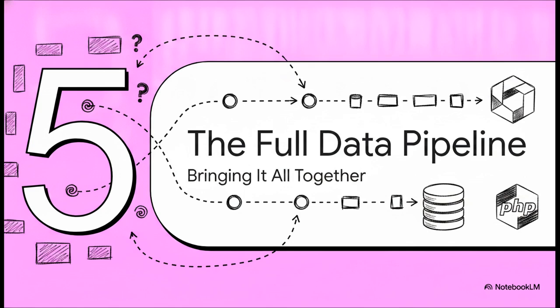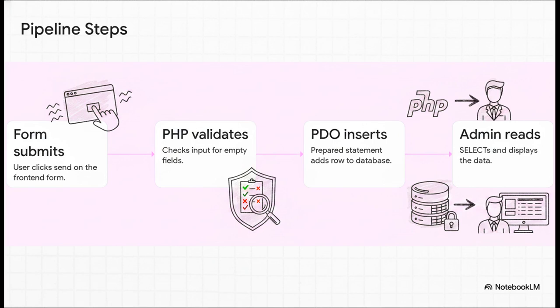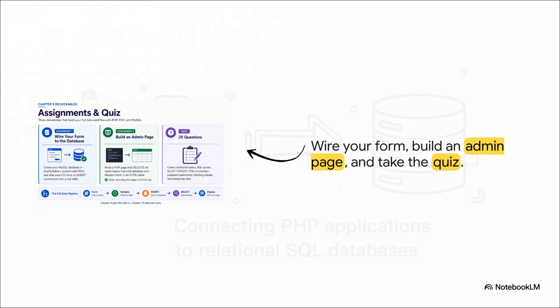And finally, part 5, the full data pipeline, bringing it all together. All right, let's connect the dots and visualize the exact step-by-step journey of a single piece of data. Step 1, the user fills out the form and hits send. Step 2, your PHP script immediately jumps in and validates the input to make sure no fields are blank. Step 3, our PDO prepared statement safely runs an insert into command, dropping a pristine new row into MySQL. And step 4, the site admin loads up a private page which selects that exact data and safely displays it. It's a beautiful thing.